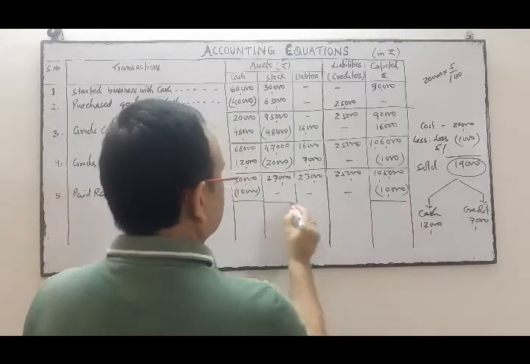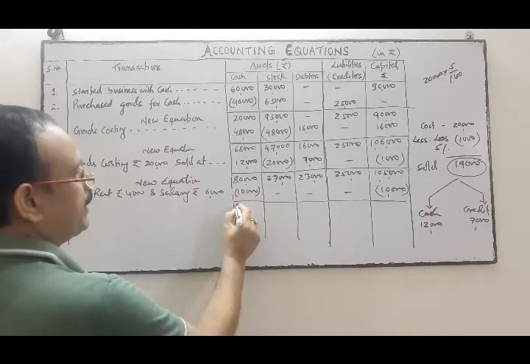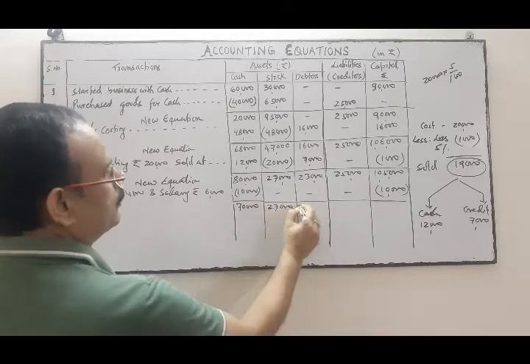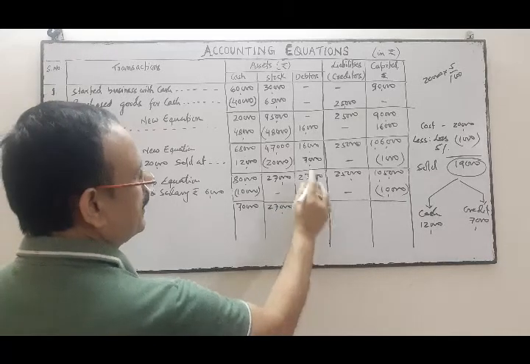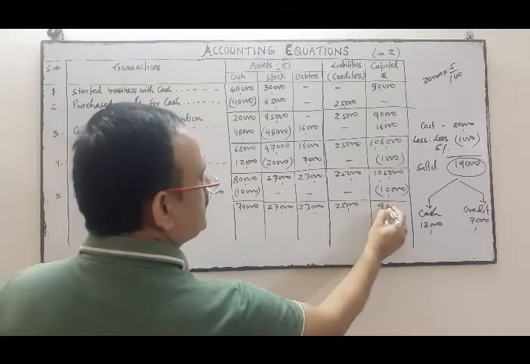So the negative figure is shown by me in bracket, within the bracket. So it is 70, 27, 23, the previous figures as they are, 25, previous figure as it is, and it is 95,000.